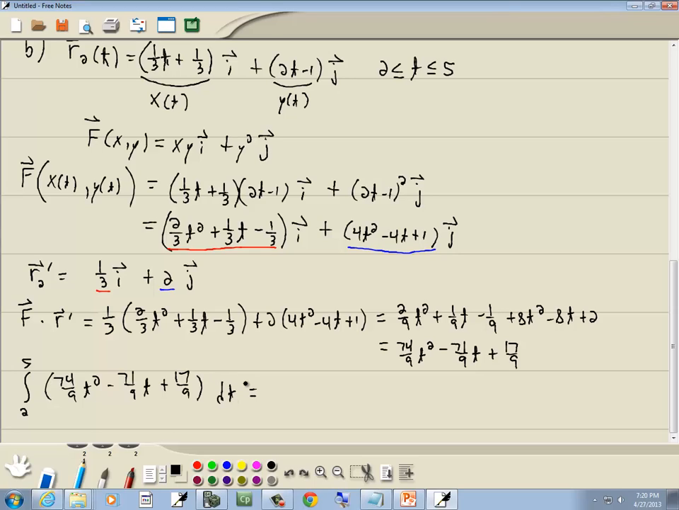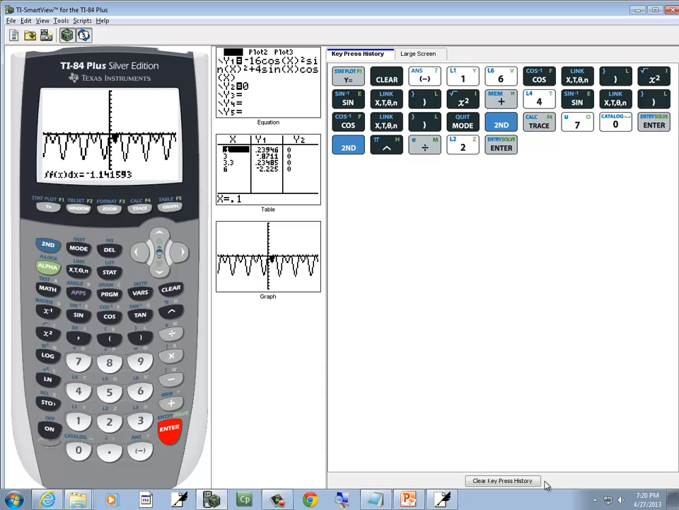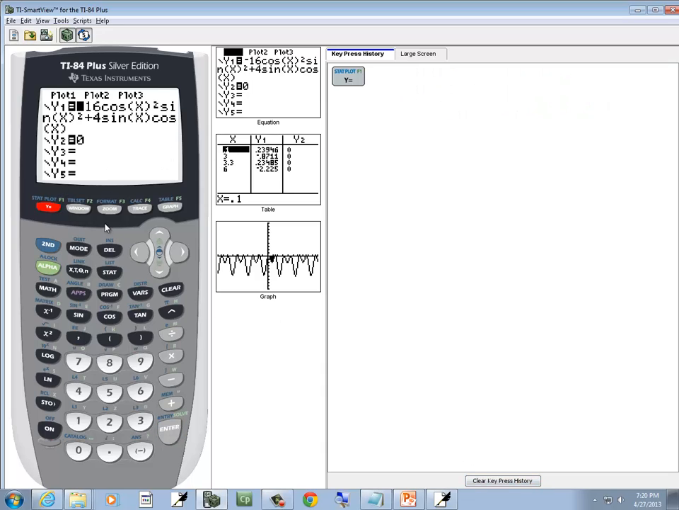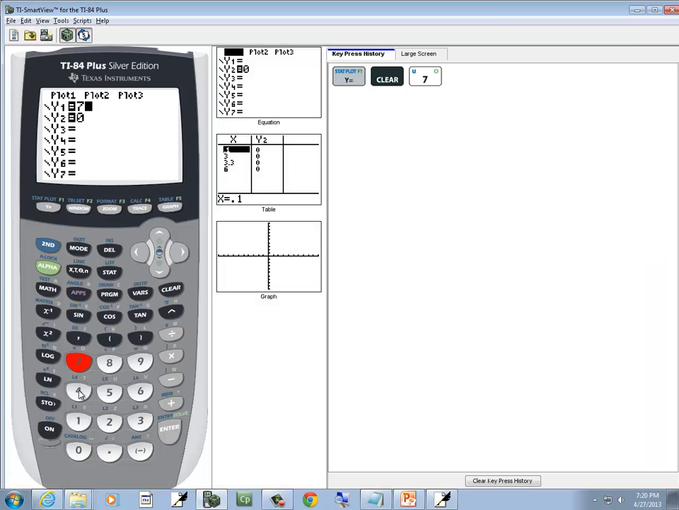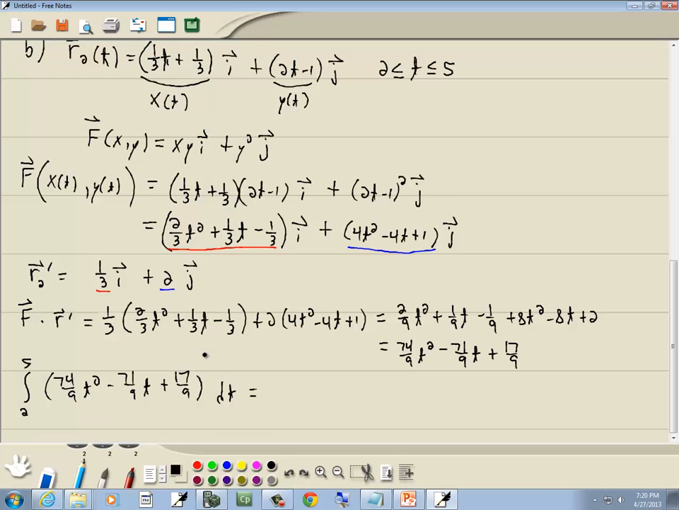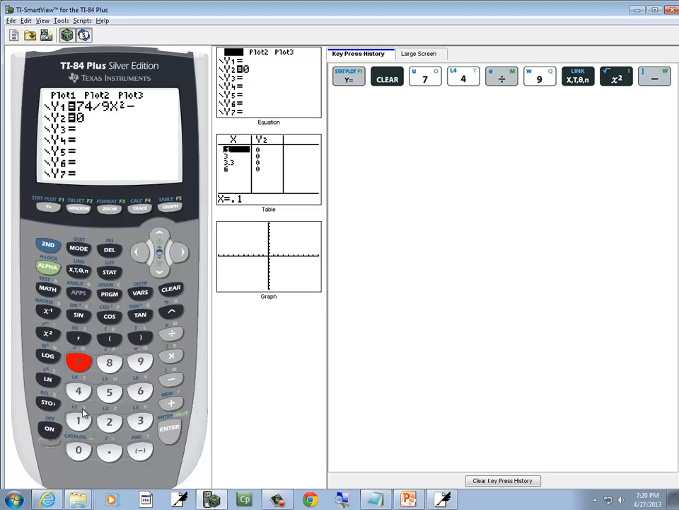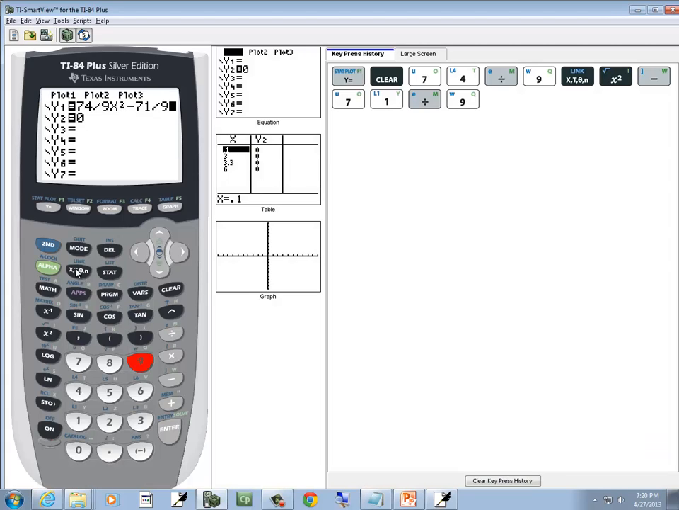Now I'm out of room here, so I'm not going to do this by hand. This is kind of Calc 1 anyway. Find an integral of that. So let's do it on the calculator. I'm going to press y equals, clear. 74 divided by 9, x squared, minus 71 divided by 9, x, plus 17/9.